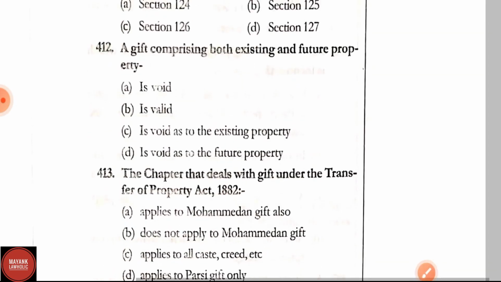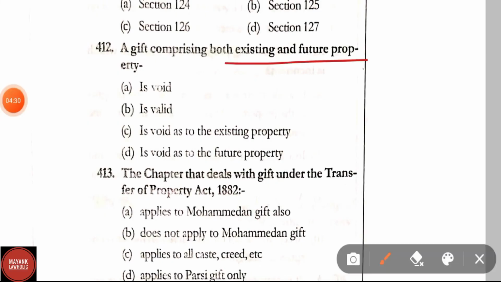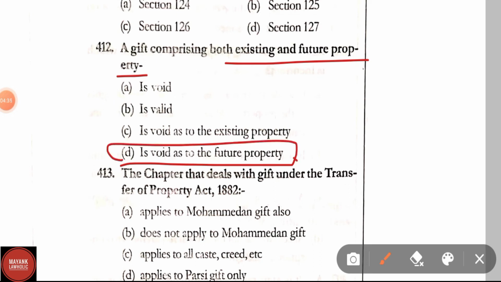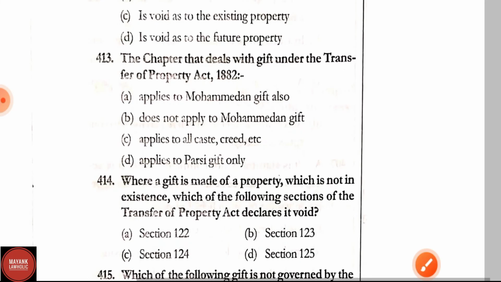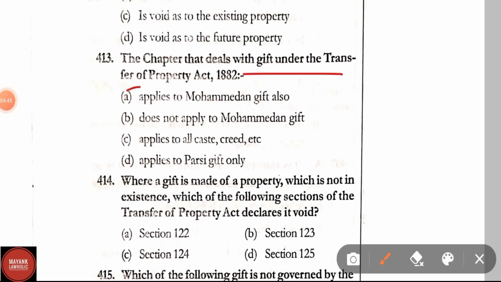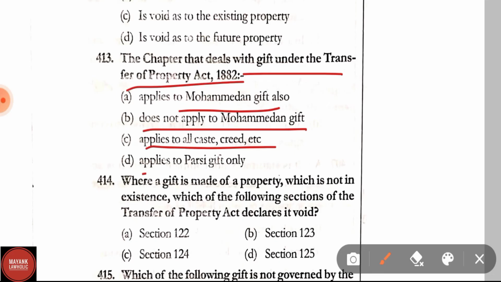Question number 412. A gift comprising both existing and future property is void as to the future property and will be valid for the existing property. Question number 413. The chapter that deals with gift under Transfer of Property Act 1882: applies to Mohammedan gift also, does not apply to Mohammedan gift, applies to all caste, creed, etc., applies to Parsi gift only. Correct answer is option B, does not apply to Mohammedan gift.